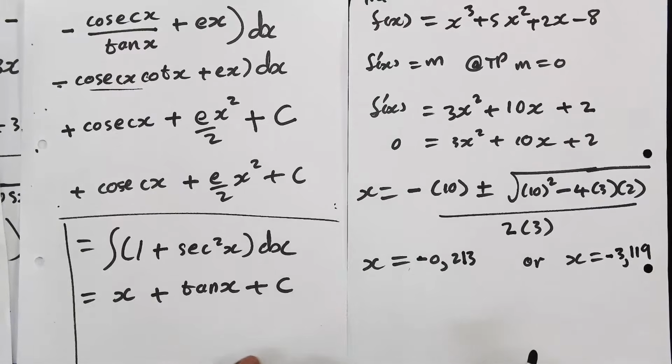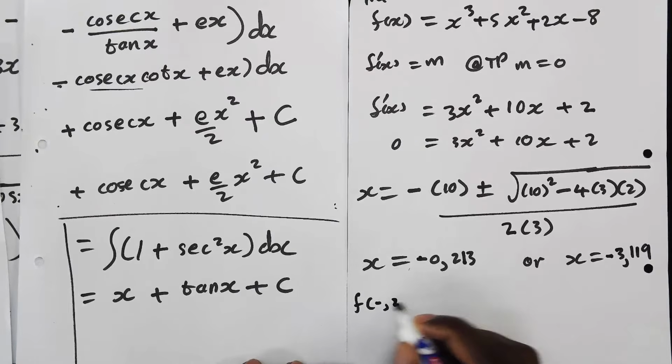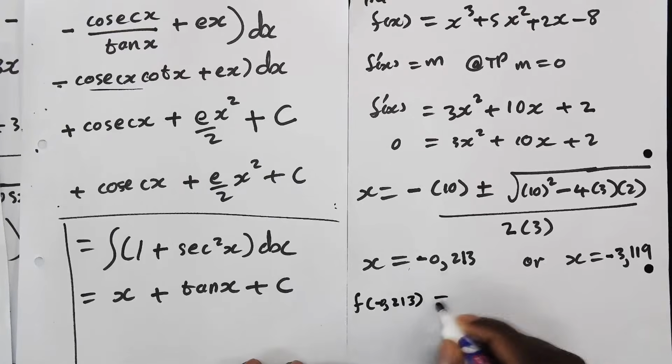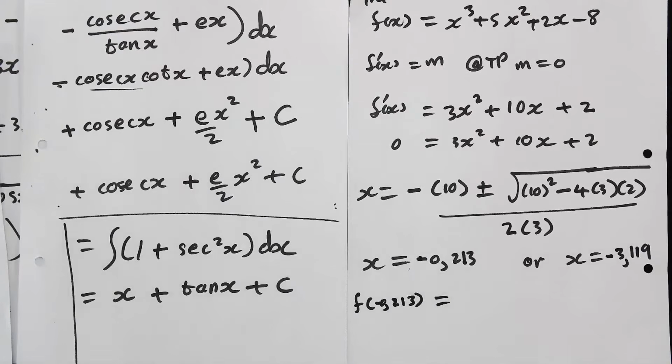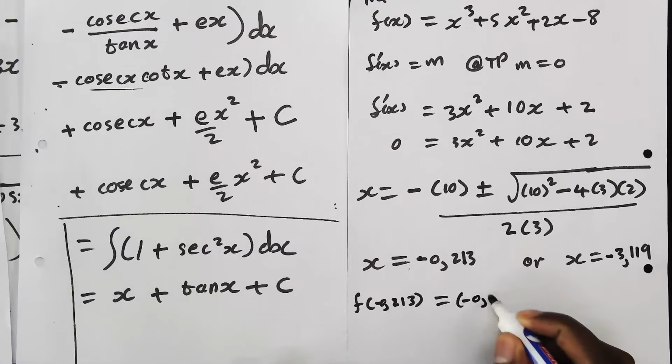So we need to substitute the values of x to get the y value. So we'll say f of negative 0.213. What is y? Substitute into the original equation.